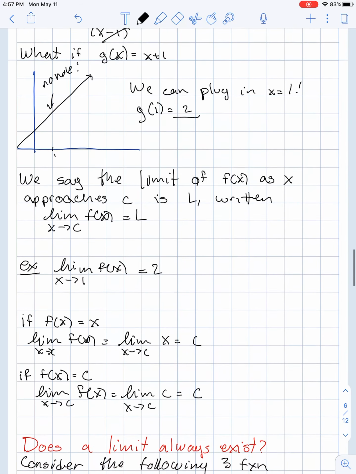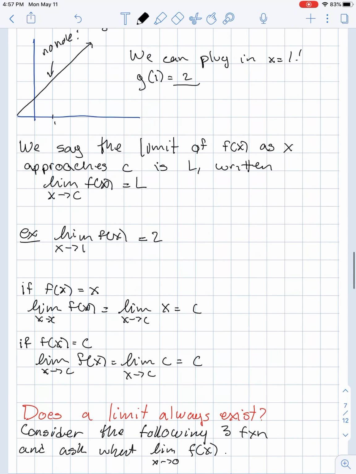If I give you an identity function, which is just when f of x equals x, the limit of f of x as x approaches c is equal to the limit of x as x approaches c, since f of x just equals x. That equals c. If I'm just a straight line and x is approaching c, what should x be?